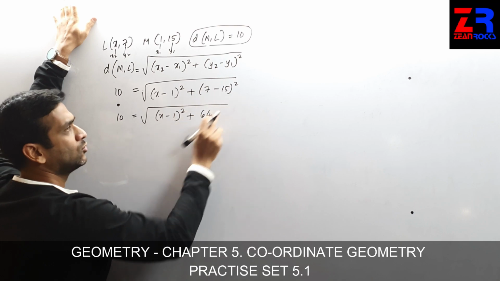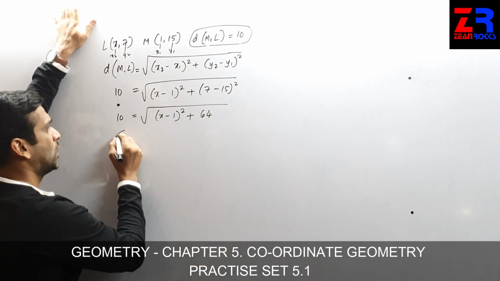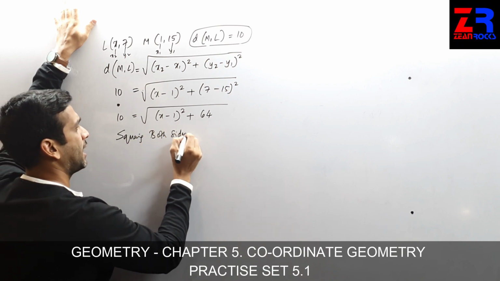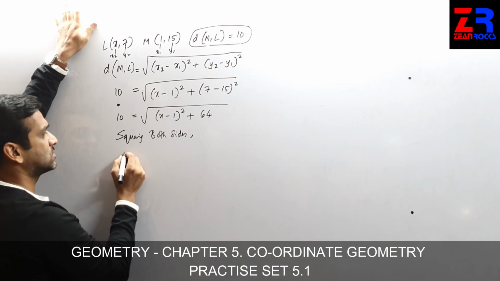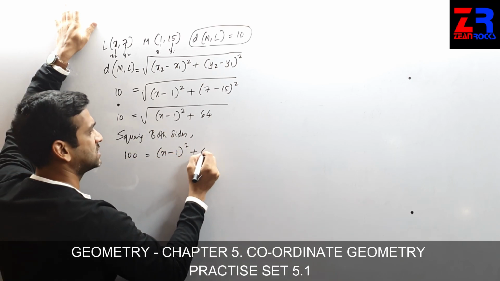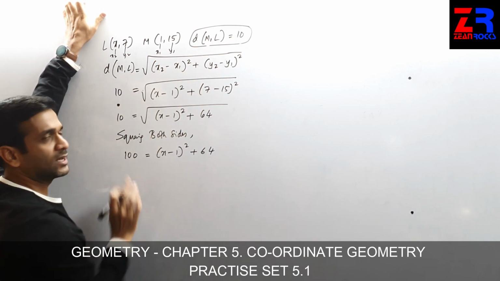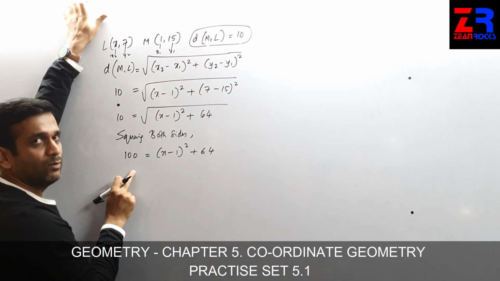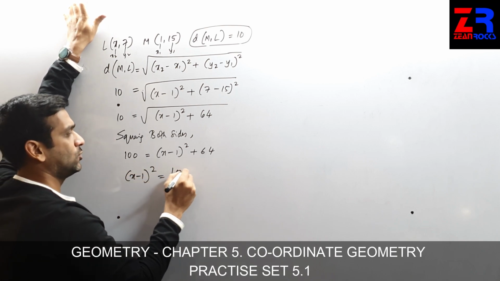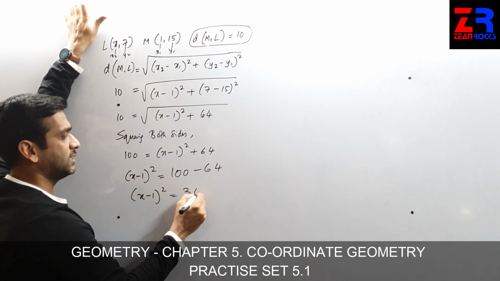Now here there is a square root sign. If we have to cancel this square root sign, you have to do squaring both the sides. I will square both the sides. I will get 10 square as 100. Here I will get x minus 1 square plus 64. Square root sign निकल जाएगा बस. 10 का square हो जाएगा 100, इधर square root का sign निकल जाएगा. Plus 64, it comes here, it will become minus 64. So x minus 1 square is equal to 100 minus 64. X minus 1 square is equal to 36.